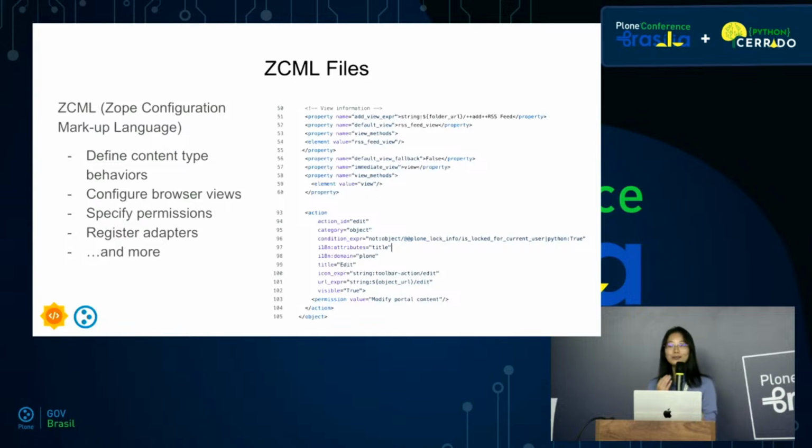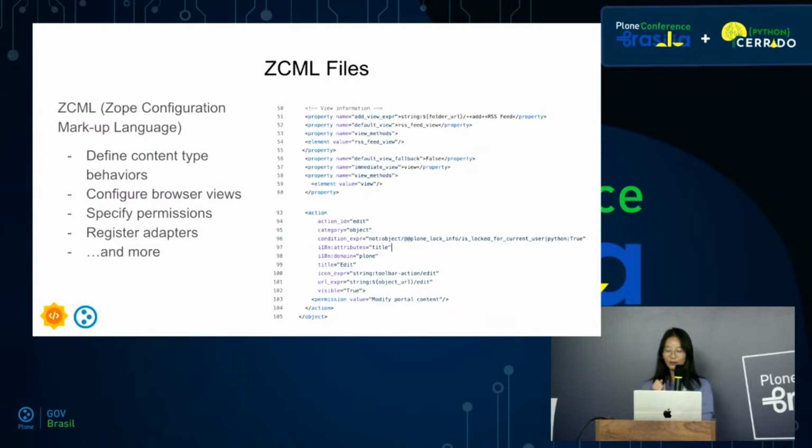And what was confusing to me while I worked on this project was really the ZCML files, the Zope configuration markup language. I mean, it's really important, right? For the backend, you always use the configuration markup language to define content types, register browser views, specify permissions, and more and more and more. It's really crucial to our implementation of the backend.